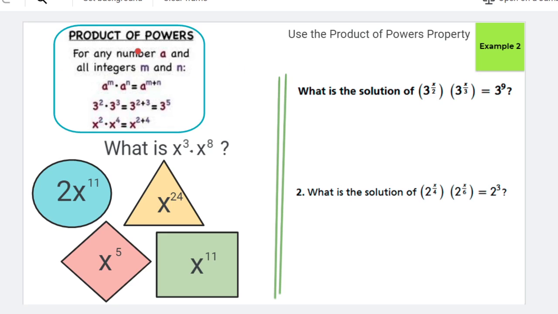So the product of powers property occurs when you have two numbers that have the same base, and I'm multiplying them together. Do you see how this one has a base of A and this one has a base of A? You can only use the product of powers when the bases are the same. Okay, so I'm going to put that as a little note here: only works when bases are the same.